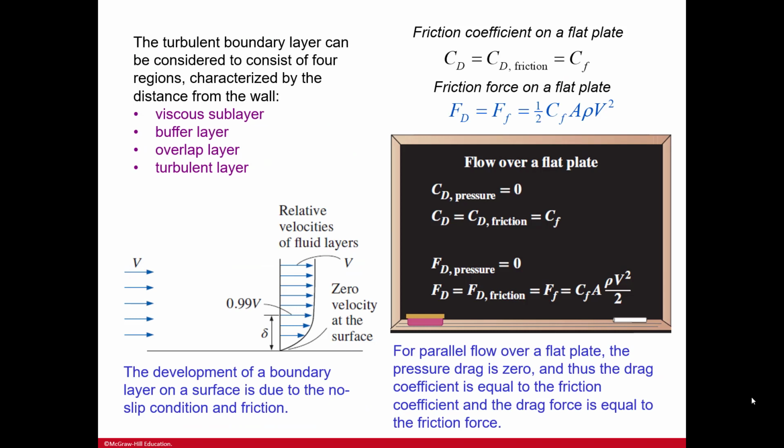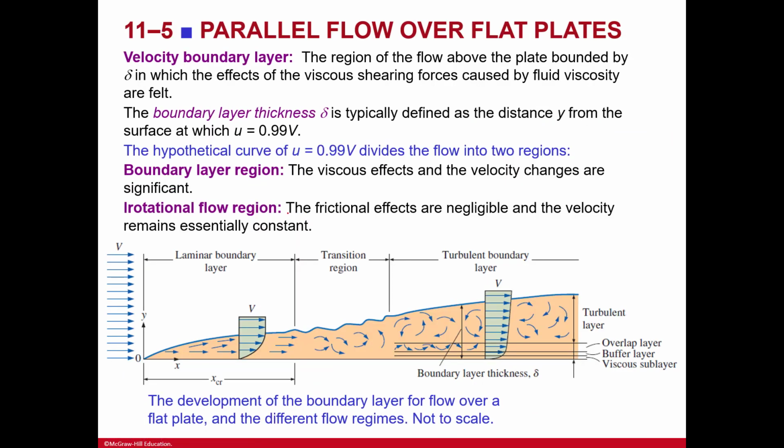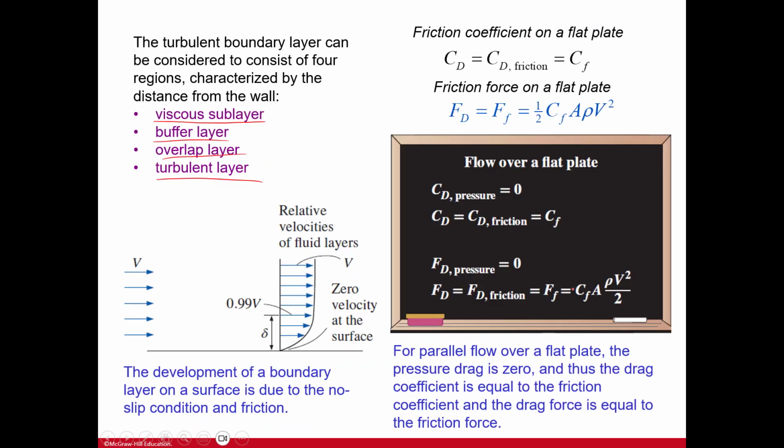So when we talk about the turbulent boundary layer, we can reduce it down to four regions. We just went over these: that viscous sublayer, that buffer layer, that overlap layer, and then the turbulent layer. Let's go back to the schematic. You see this viscous sublayer, it's closest to that plate, followed by that buffer layer, then the overlap layer, and then the rest of it is that turbulent layer up to where we stop looking at it. And so here we have those friction coefficients on a flat plate.